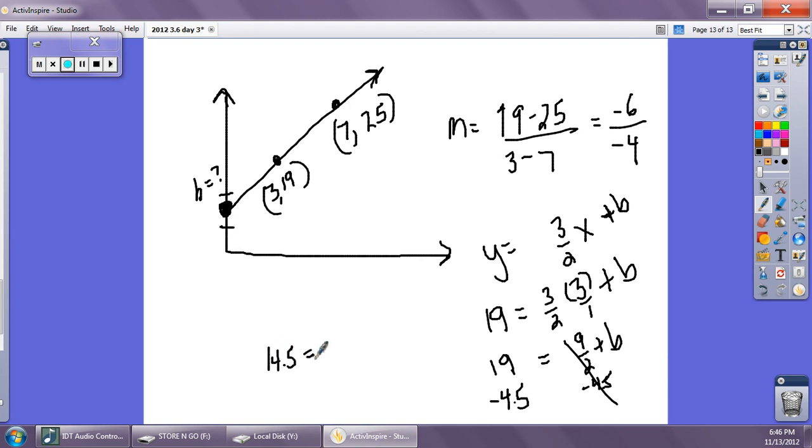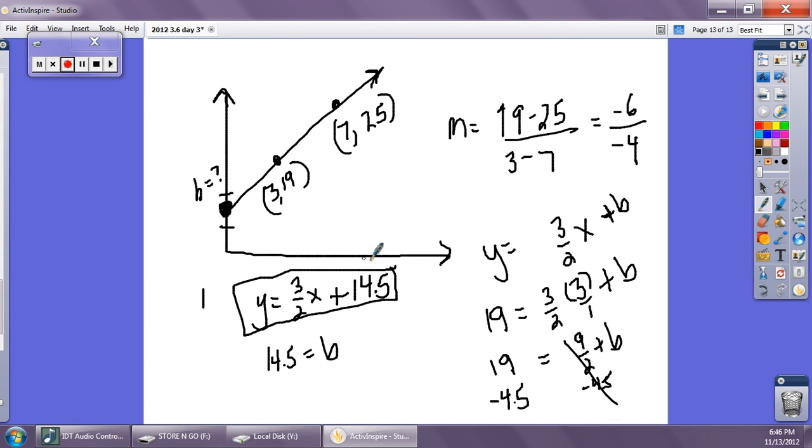And that's my b. So now I can write my equation. Y equals my slope, 3 over 2x, plus, because it's a positive, 14.5. Now some teachers will insist that if your slope is a fraction, you should make your b as a fraction, and if they do that, you could just put 14.5 as a fraction.